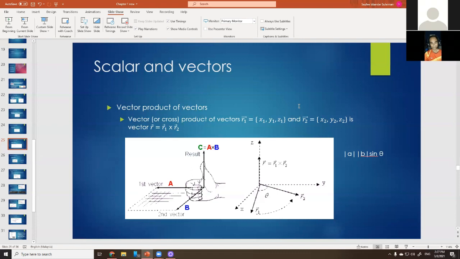One example of the cross product is torque, T-O-R-Q-U-E. If you also want to find out the direction of the magnetic field and the current, which is going another way, you can also use this right hand rule. This is just an application of the cross product.